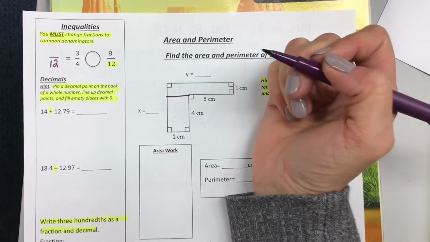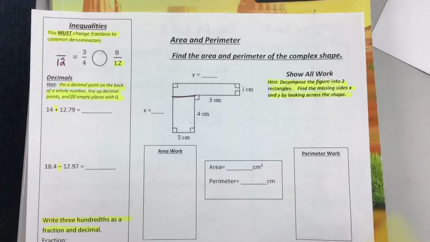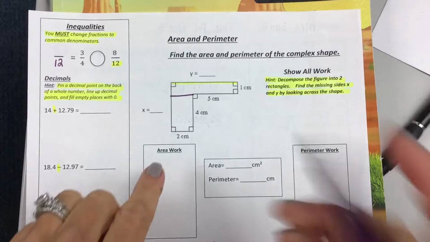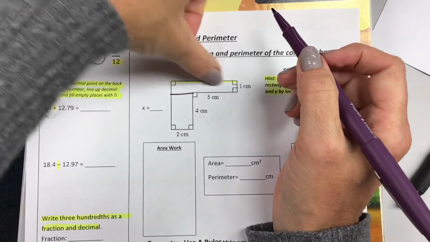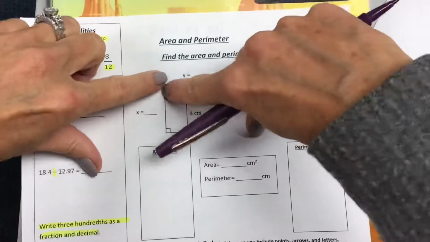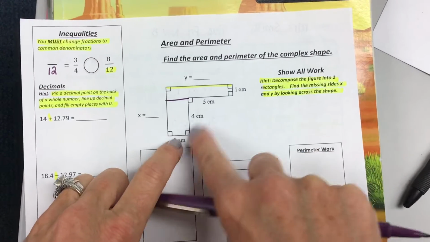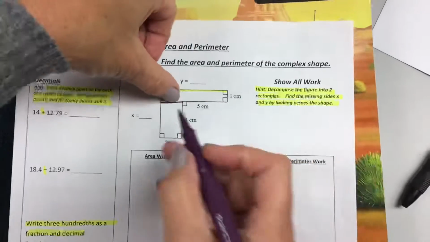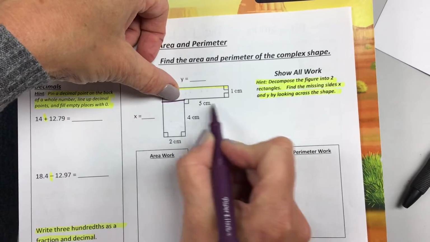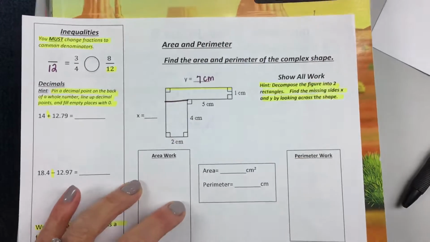I'm going to help you find one of the unknown sides, Y. How long is this side? In order to find that, I need to look. This is a horizontal line, so I need to look at the other 2 horizontal lines. Since this one is the longest, I know that I need to add these 2 together. I can also look at it like I know this is a rectangle, so that is 2 centimeters, making the entire length 7 centimeters. So Y is equal to 7 centimeters.